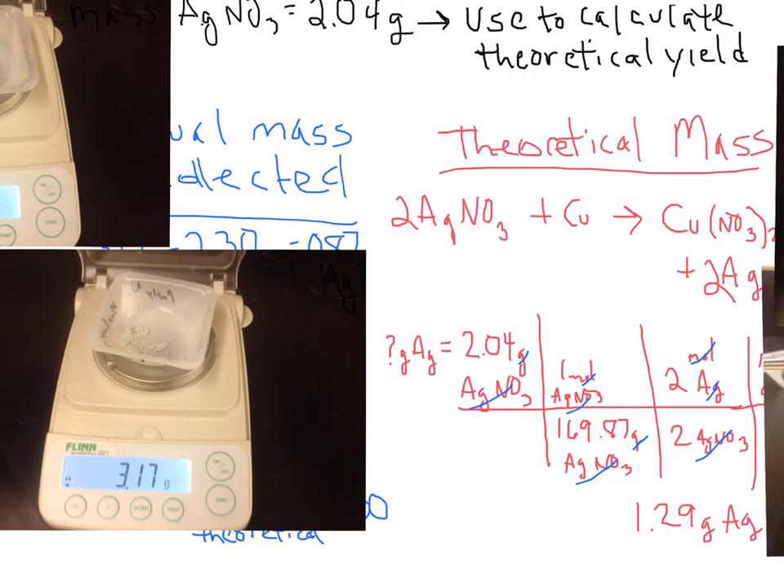Okay, we're going to calculate our theoretical yield. So we're going to find the theoretical mass of silver in this reaction. So here's our reaction. We have 2 moles of silver nitrate react with a mole of copper. We get a mole of copper(II) nitrate in aqueous solution, and 2 moles of silver. So it's a 2-to-2 molar ratio.